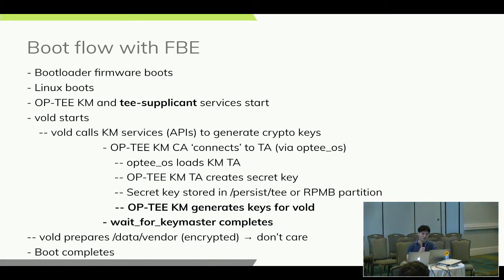The TA is loaded. It creates the secret key. Now the secret key is stored in the alternative partition or in the RPMB partition. And now OptiKeymaster is able to generate the key requested by Vol. Then we wait for the Keymaster service to complete. Now Vol is able to continue and prepares /data/vendor, which is now encrypted. But at this point, we don't really care about this data/vendor anymore because we're not using it for secure storage. And the boot completes, so everyone's happy, I guess.